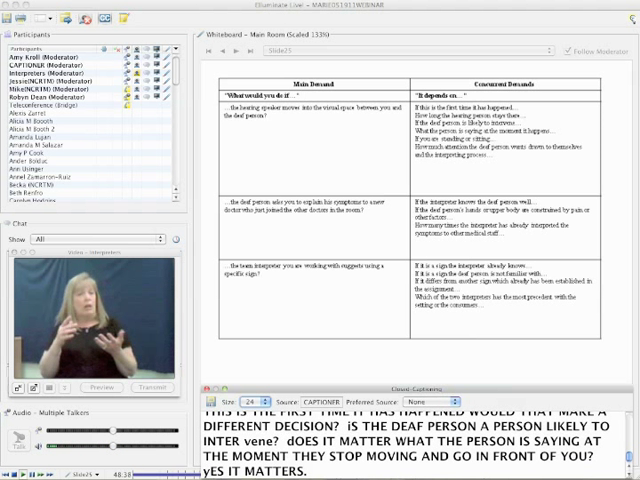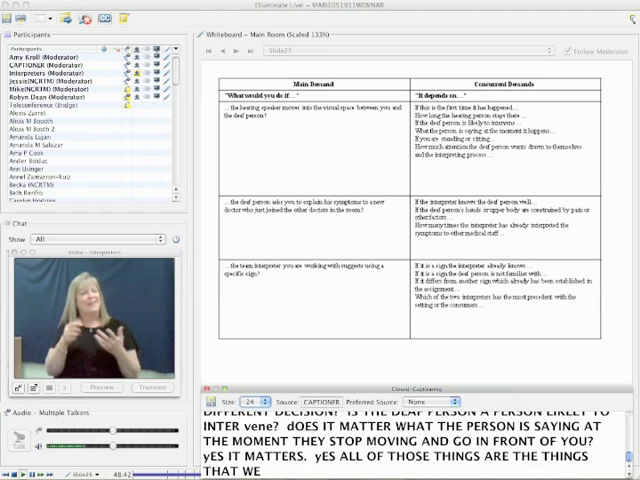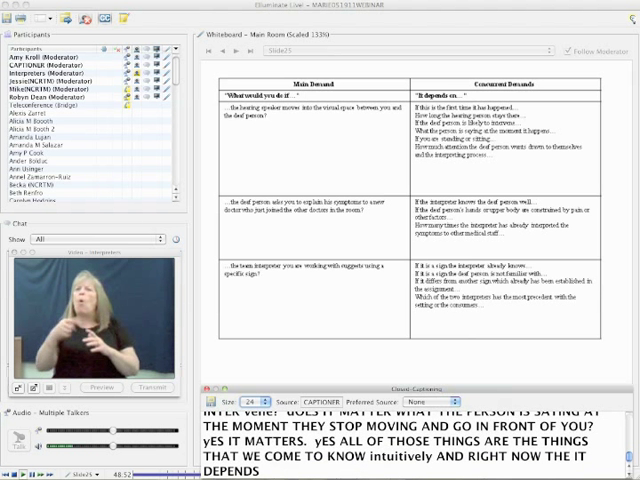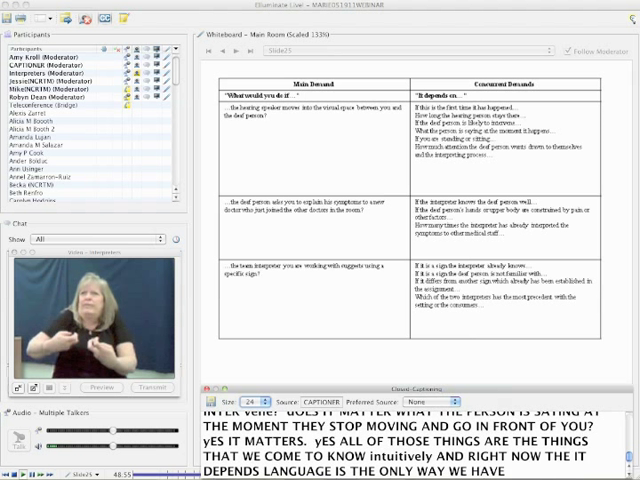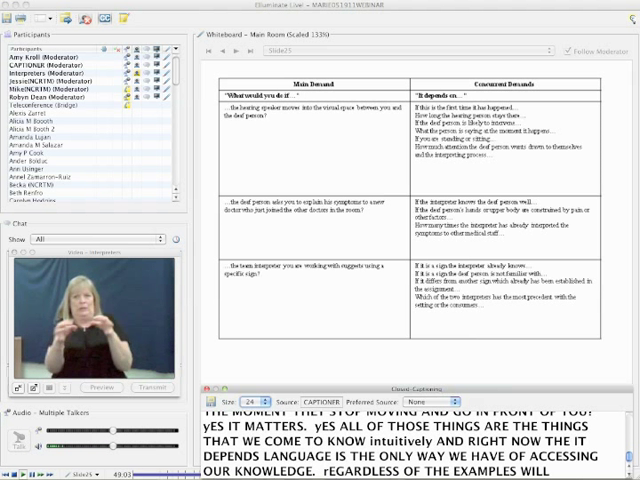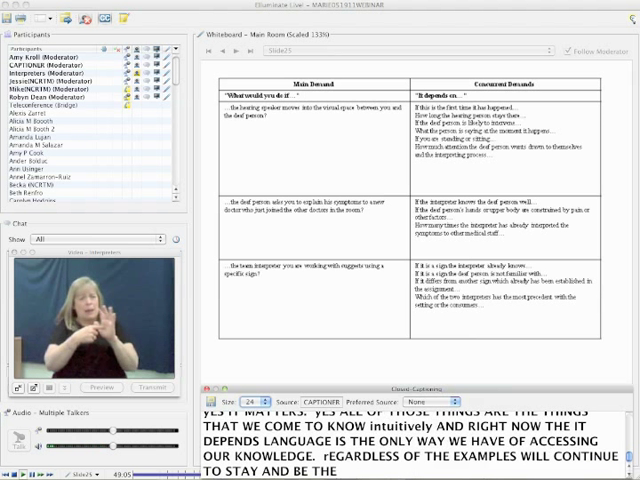Yes, all of those things are the things that we come to know intuitively about what to do in that moment. And right now, the it depends language is the only way we have of accessing our intuitively based knowledge. I'm suggesting we start putting those into constructs that, regardless of the examples, will continue to stay and be the generalizable aspects.